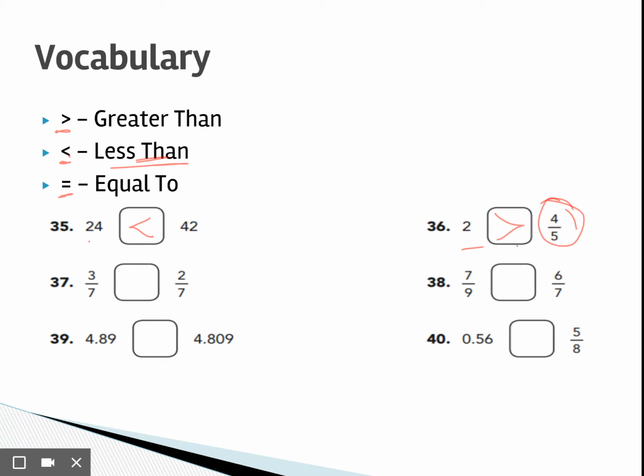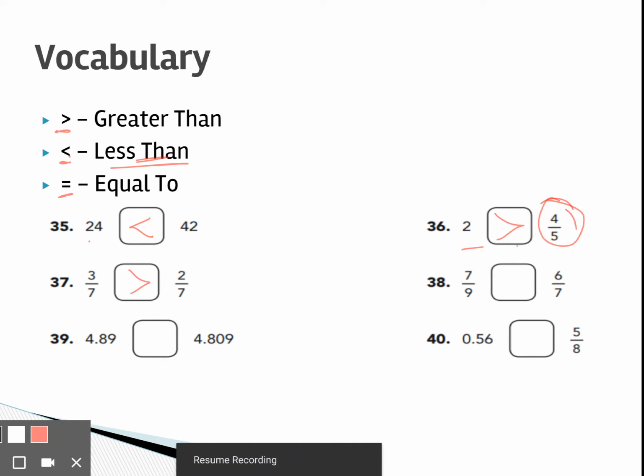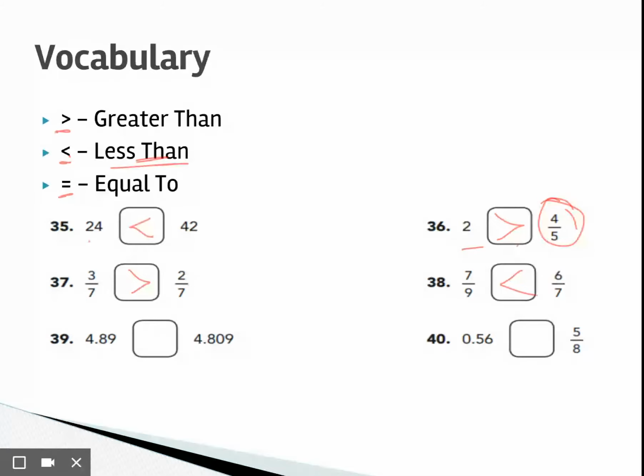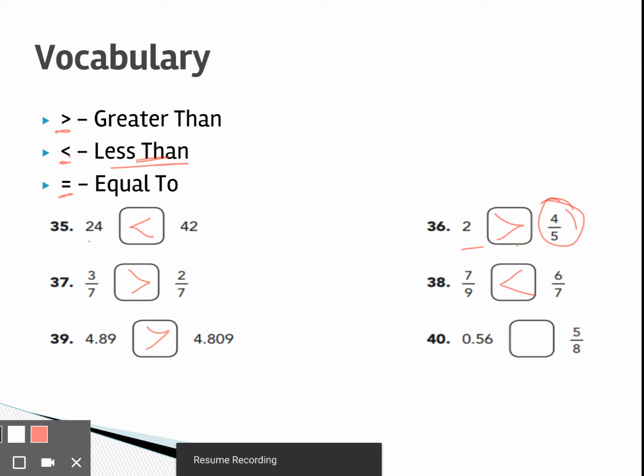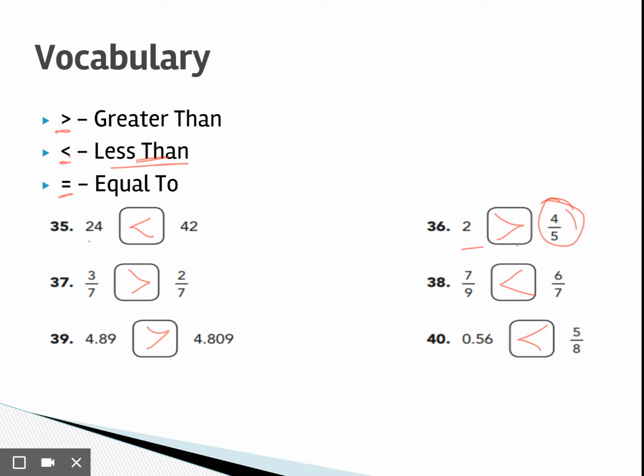Number 37, I'd say 3/7 is greater than 2/7. In this example, 7/9 is less than 6/7. Here, 4 89/100 is greater than 4 809/1000. And here it would be 56/100 is less than 5/8.